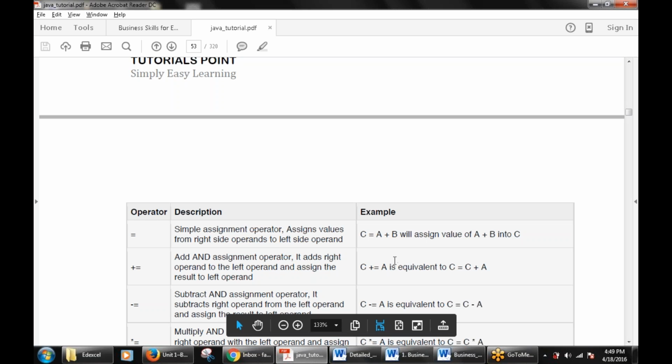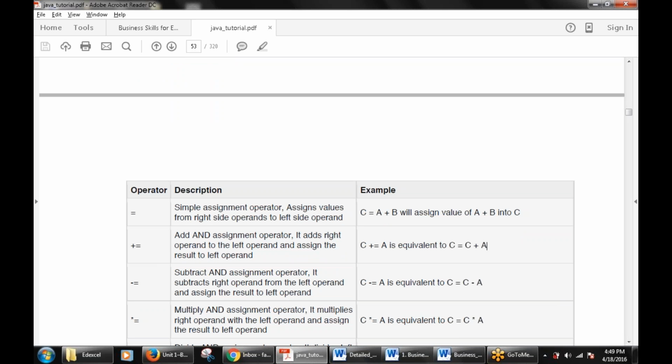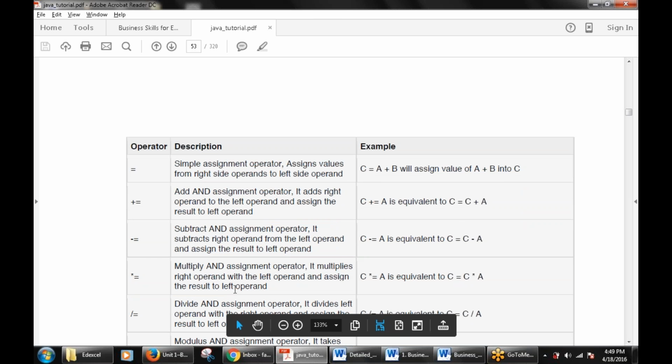For example, C plus equals A is equivalent to C equals to C plus A. Whatever the value that is given in C is incremented, that is represented by the plus equals to. Then minus equals to, that is the subtract and assignment operator. It subtracts the right operand from the left operand, that is C minus equals to A, which is equivalent to C equals to C minus A, that is A is subtracted from C.